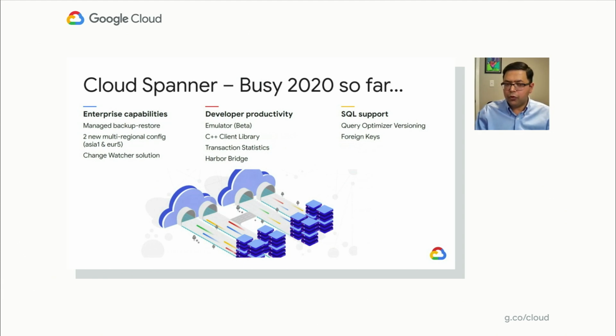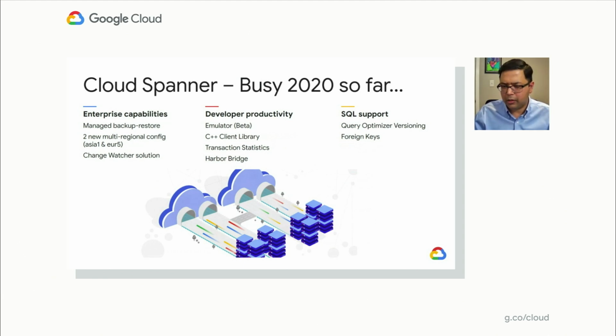We originally had four multi-regional instance configurations. We recently launched two new multi-regional configurations, one an Asia-only multi-region and another one in Europe. And then we recently launched a change watcher solution, which is not a native capability, but a solution built on top of Spanner, leveraging the commit timestamp feature, where customers can watch out for changes which are happening within their database.